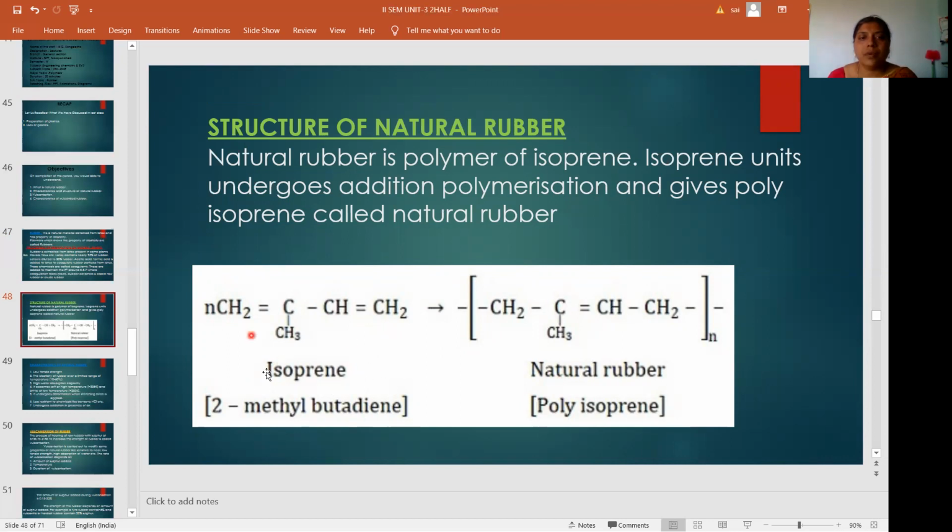The isoprene molecule undergoes polymerization. Which polymerization? Addition polymerization. So you get polyisoprene. This is nothing but natural rubber.